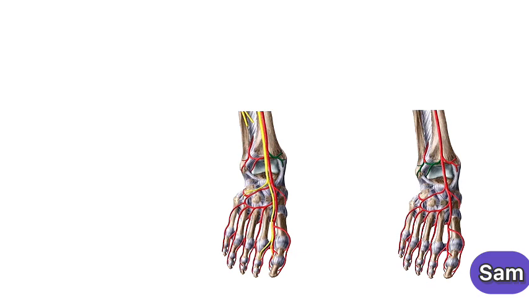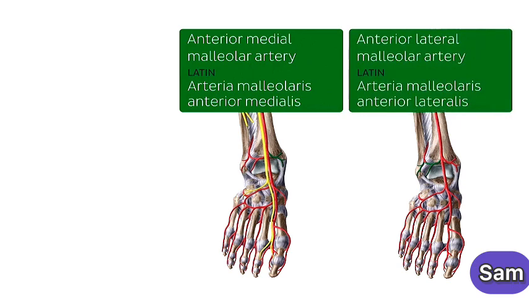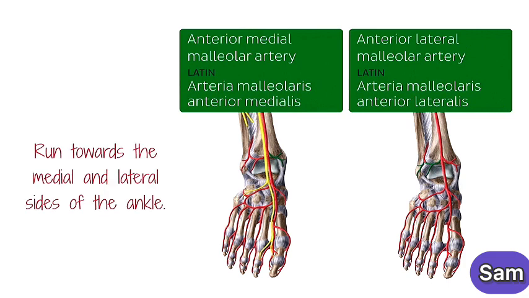On the left image, we're looking at the anterior medial malleolar artery. And on the image on the right side, we're looking at the anterior lateral malleolar artery. Some tongue twisters here, for me at least. These arteries come out of the anterior tibial artery, start shortly above the ankle joint, and run towards the medial and lateral sides of the ankle in order to supply these regions with blood. And they also form anastomosis.